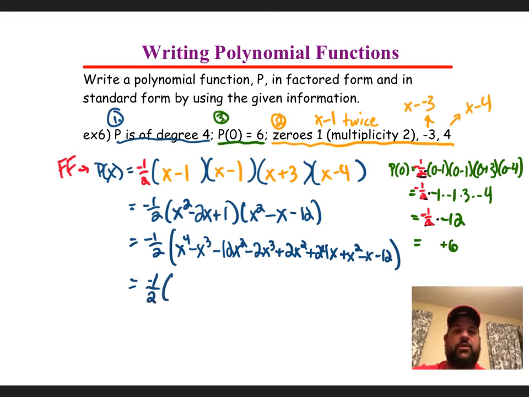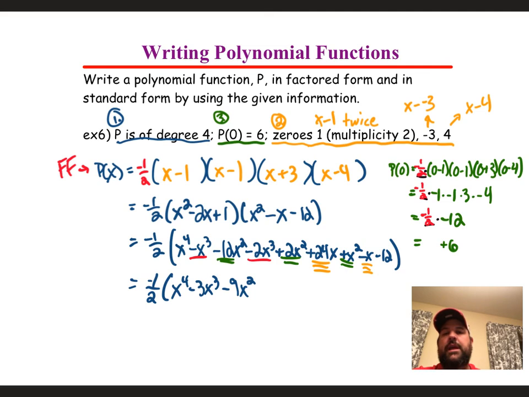So if I combine the like terms, I have x to the 4th. I have -x cubed and -2x cubed. So that's going to give me minus 3x cubed. Then I'm going to take -12x squared, positive 2x squared, and positive x squared. That's going to give me -9x squared. And then I'll take positive 24x minus x, and that's going to give me plus 23x, and finally the minus 12.